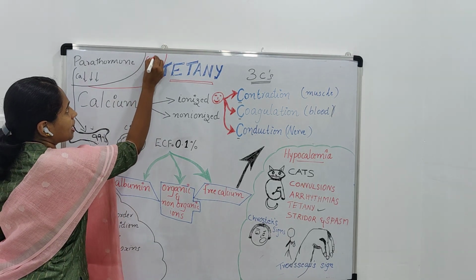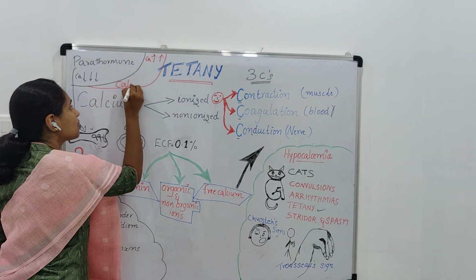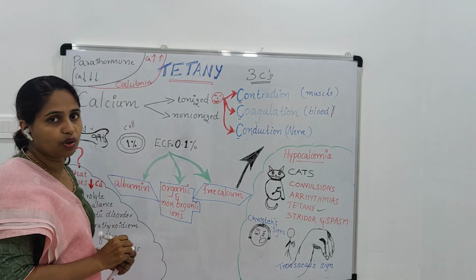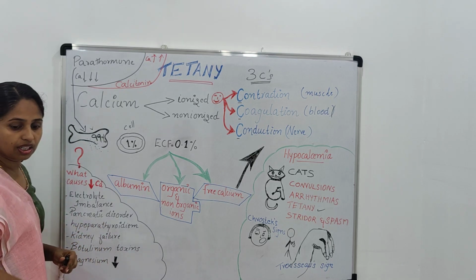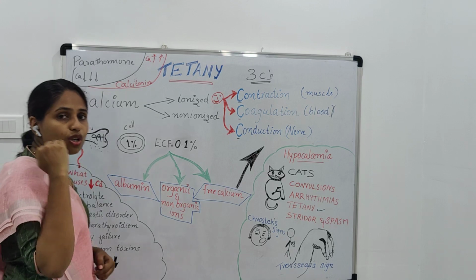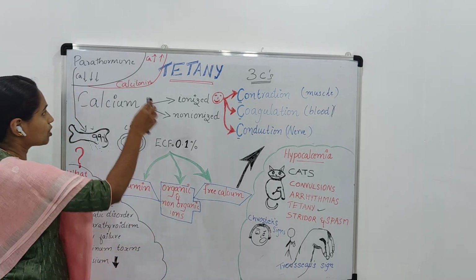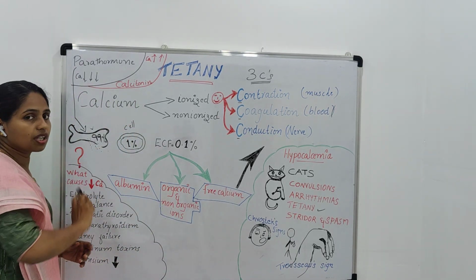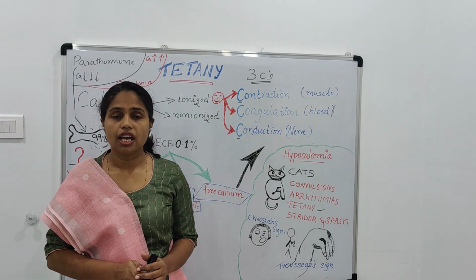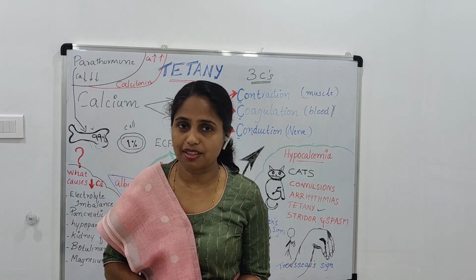When calcium increases, what happens? It releases calcitonin. Calcitonin is a hormone from the thyroid gland. This calcitonin stimulates the bone to stop releasing calcium. When the calcium level increases, calcitonin is produced and gives a signal to the bone to stop the release of calcium. This is the method by which the calcium in our blood is balanced.